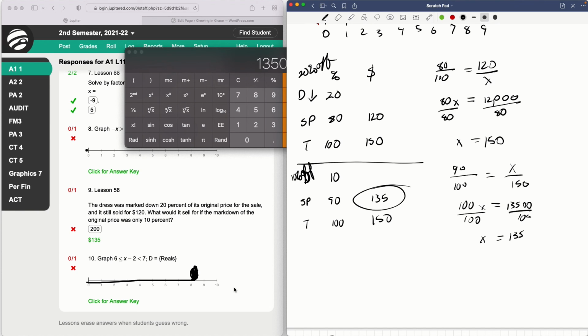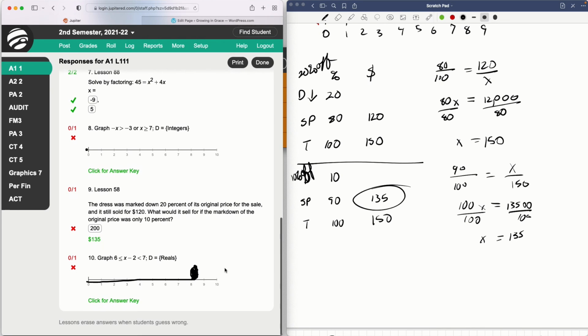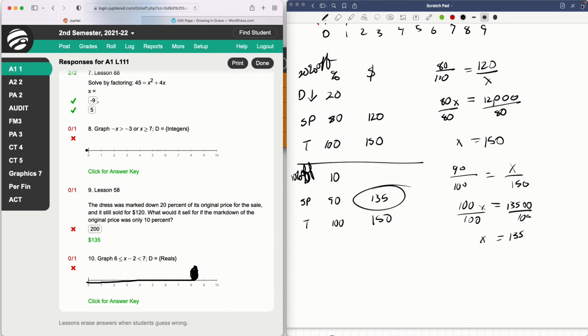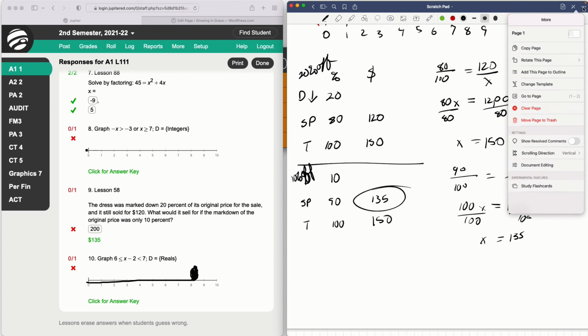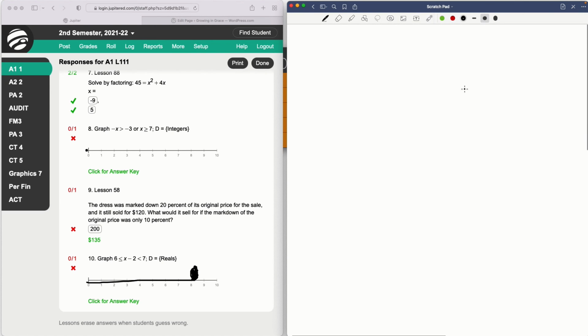Okay, let's look at the last one. Let's see what happened on the last one. Right, so on the last one, we have to graph. It's one of those triples again, where you have 6 is less than or equal to x minus 2, which is less than 7, and it's reals, so we get to draw the line, which is easier.